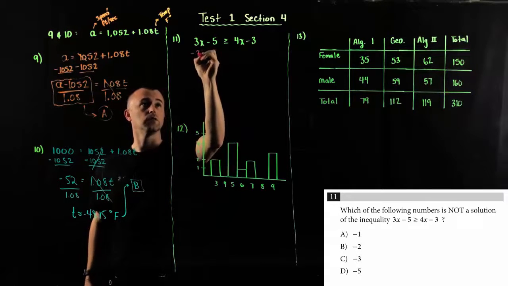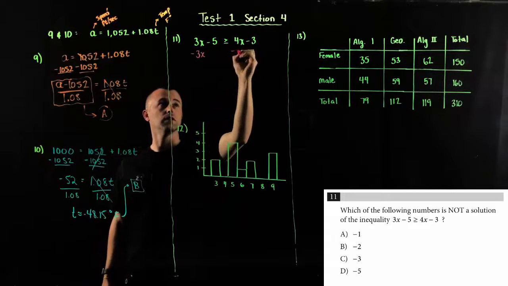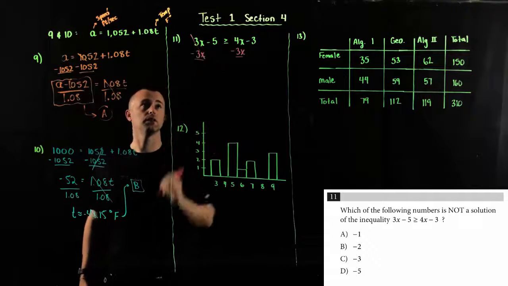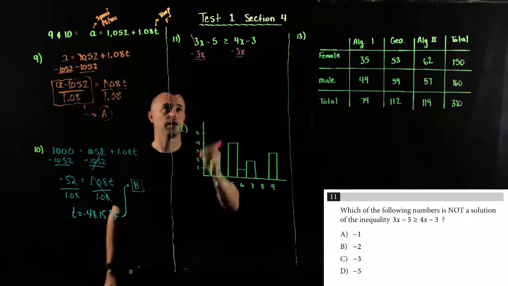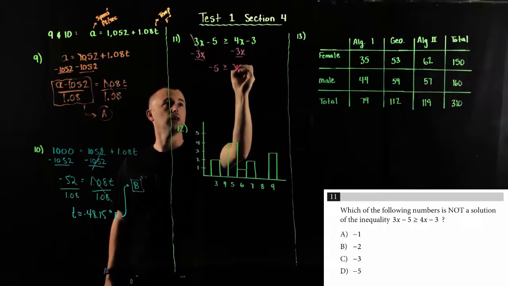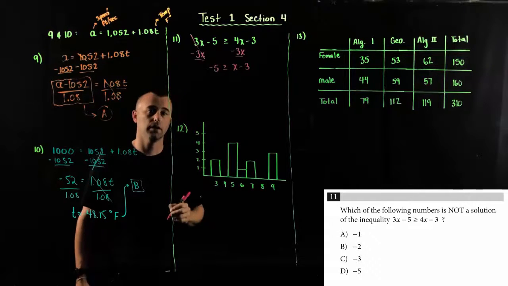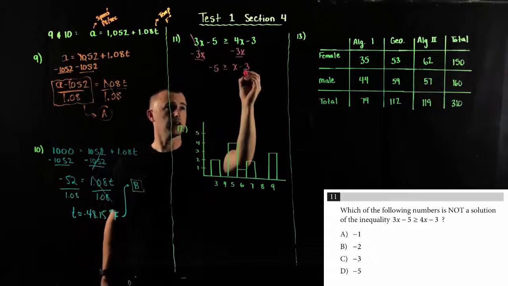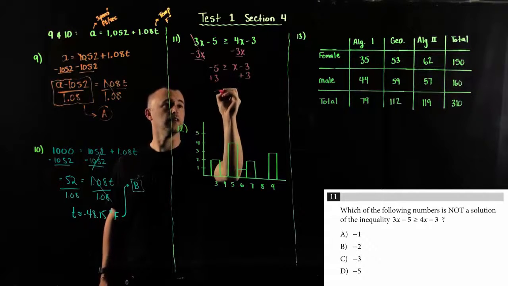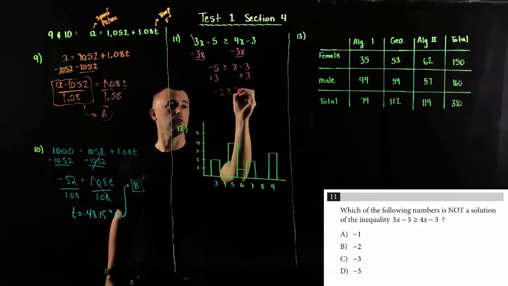So to solve, I'm just going to go ahead and get x on one side of this inequality. So it means I'm subtracting 3x from both sides, so that's going to cancel out on that side. So you're left with negative 5 is greater than or equal to x minus 3. So next up, again, I'm trying to solve this for x. I'm going to add 3 to both sides. So I have negative 2 is greater than or equal to x.